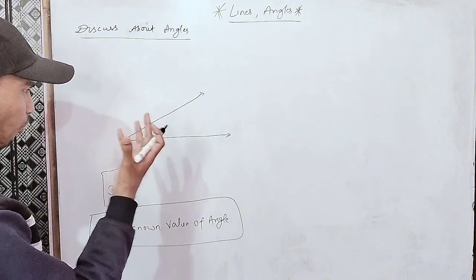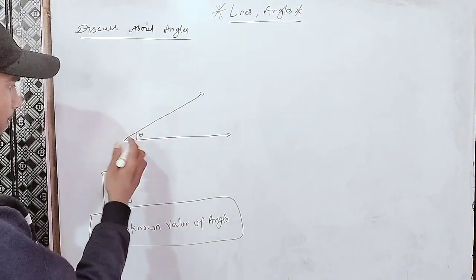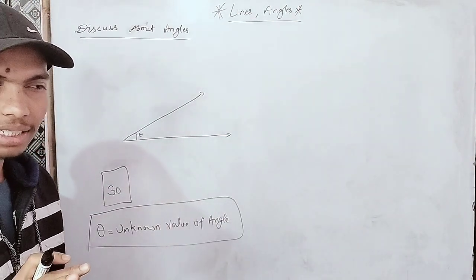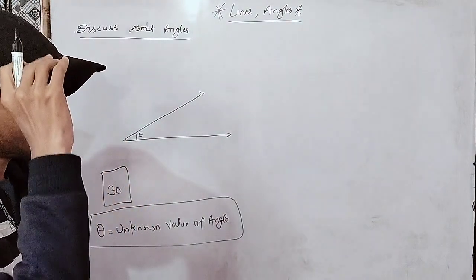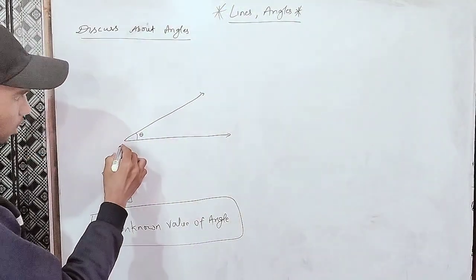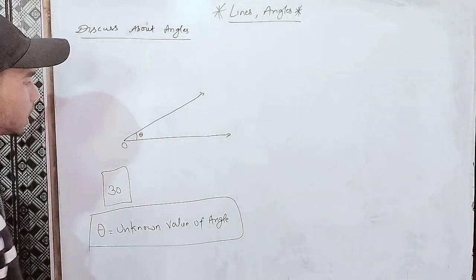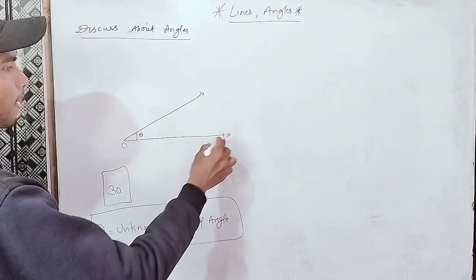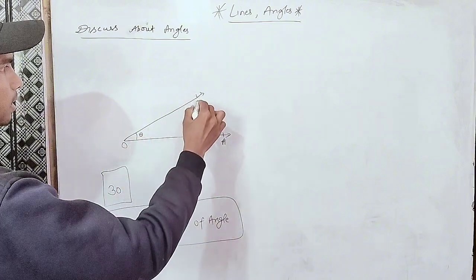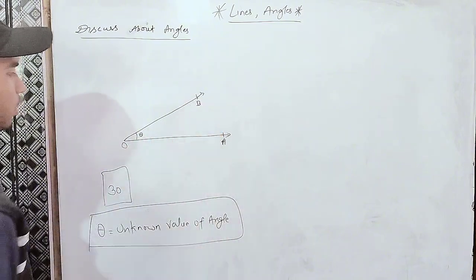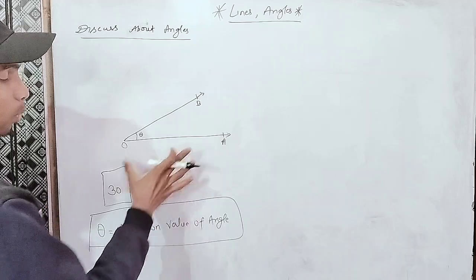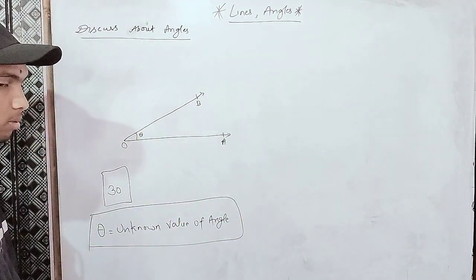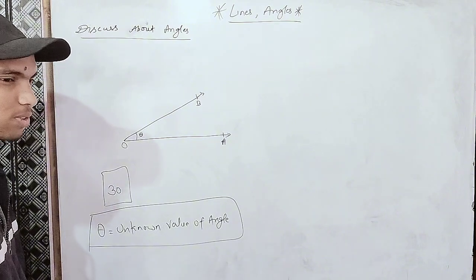And what is the way to name it? This point is known as O. Here this is A, and till here this is B. So this line will be known as OA and this line will be known as OB. Just like your name would be Ramesh, Arvinder.